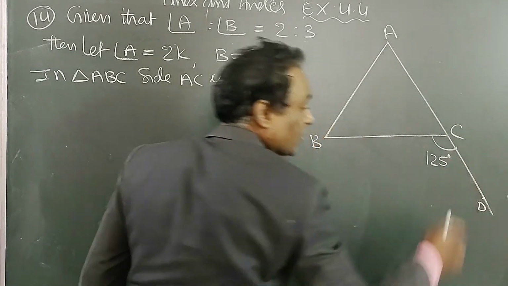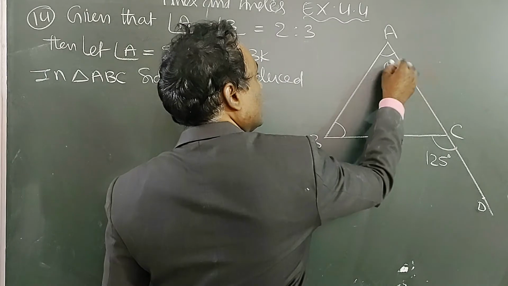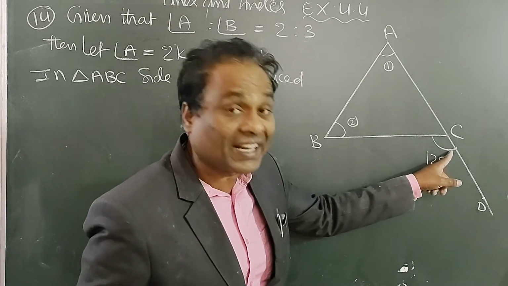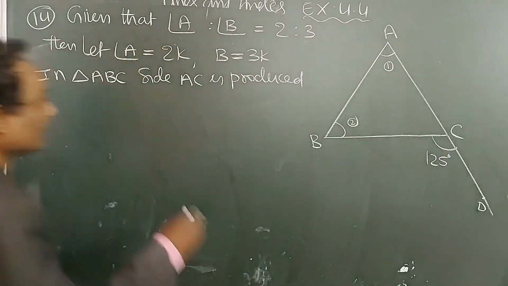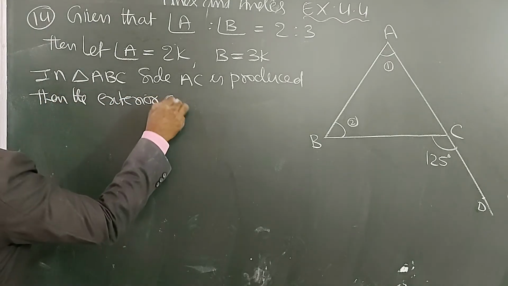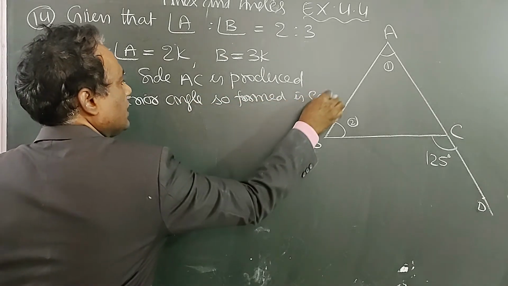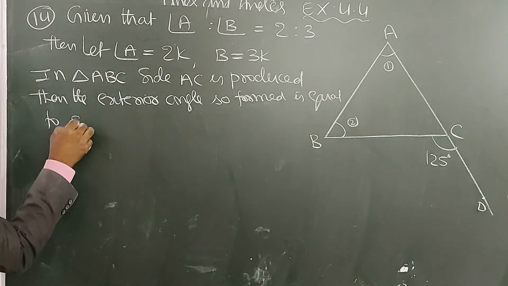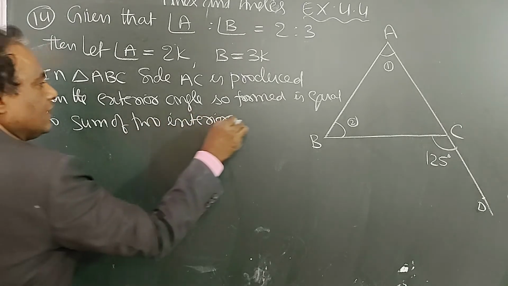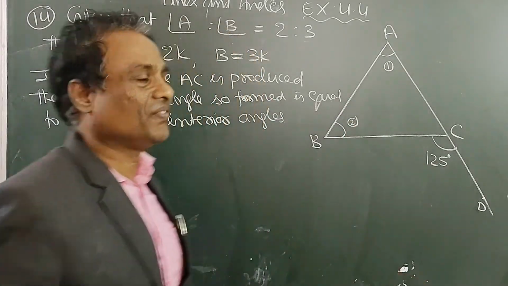If one side of a triangle is produced, the exterior angle is equal to the sum of two interior opposite angles. That means 1 plus 2. This plus this is equal to this. If one side of a triangle is produced, the exterior angle so formed is equal to the sum of two interior angles. This plus this is equal to 125.